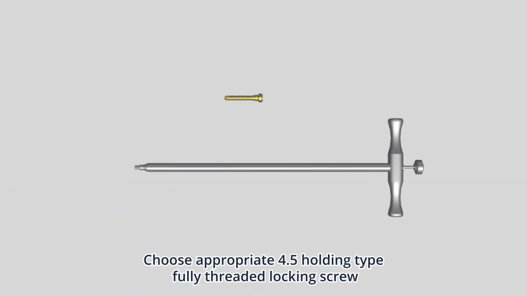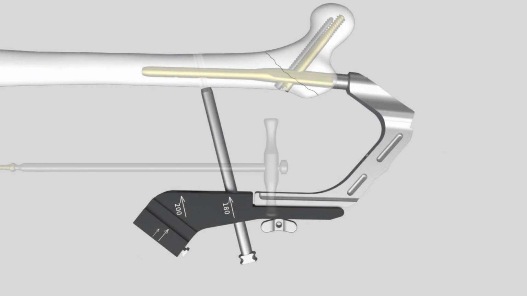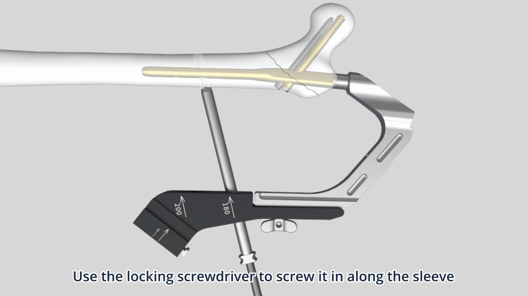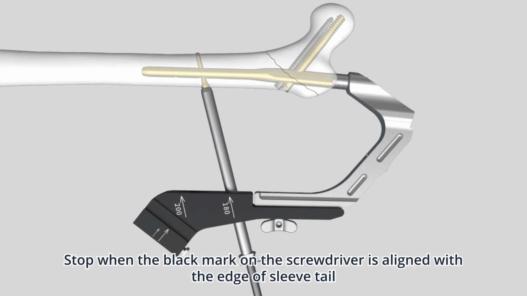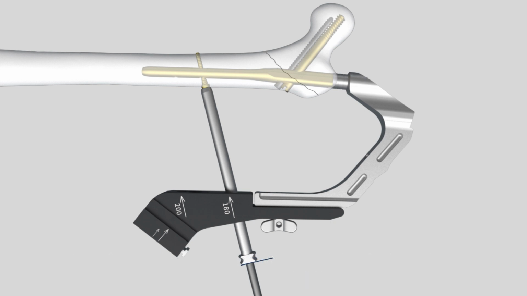Choose appropriate 4.5 holding type, fully threaded locking screw. Use the locking screwdriver to screw it in along the sleeve. Stop when the black mark on the screwdriver is aligned with the edge of sleeve tail. Take C-arm examination. Remove distal sleeve and targeting arm.